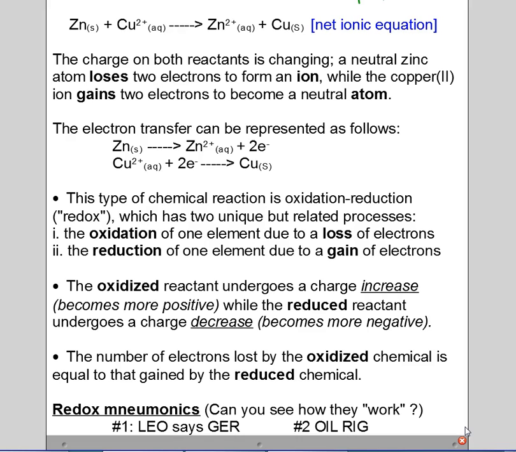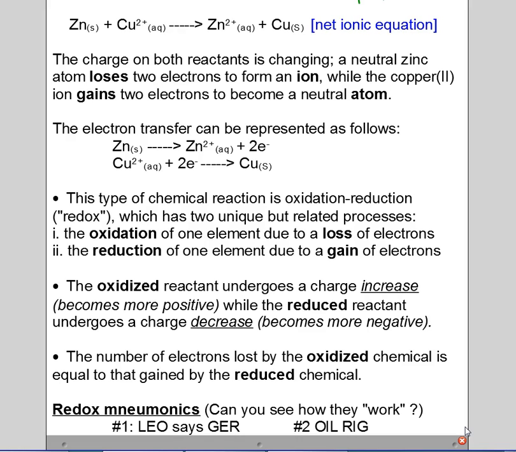When we proceed a little further with this topic, we will eventually want to identify the oxidizing agent and the reducing agent. For now, we'll just observe that the oxidized reactant undergoes a charge increase, becomes more positive, and the reduced reactant undergoes a charge decrease, becomes more negative. And we could rightly say that zinc reduces copper 2 plus, and copper 2 plus oxidizes the zinc.